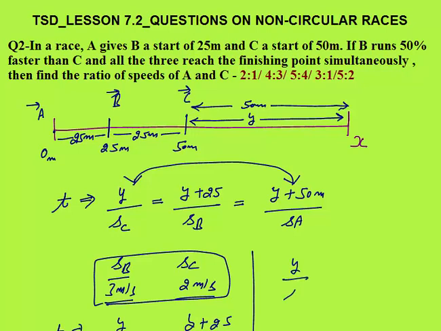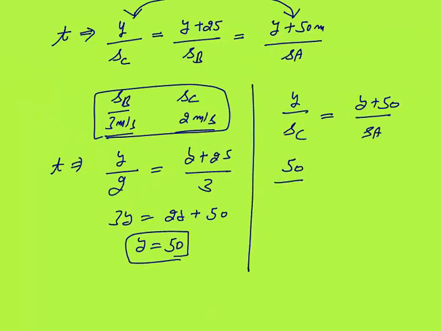So y upon speed of C equals y plus 50 upon speed of A. Y we know is 50. Speed of C, we know that speed of C is 2. Y plus 50 would be 50 plus 50, 100 by speed of A. You get 25. So speed of A would be 4 meters per second.